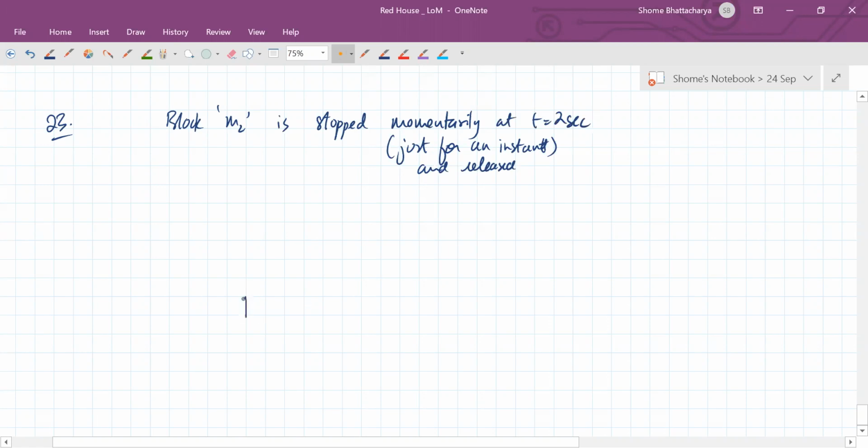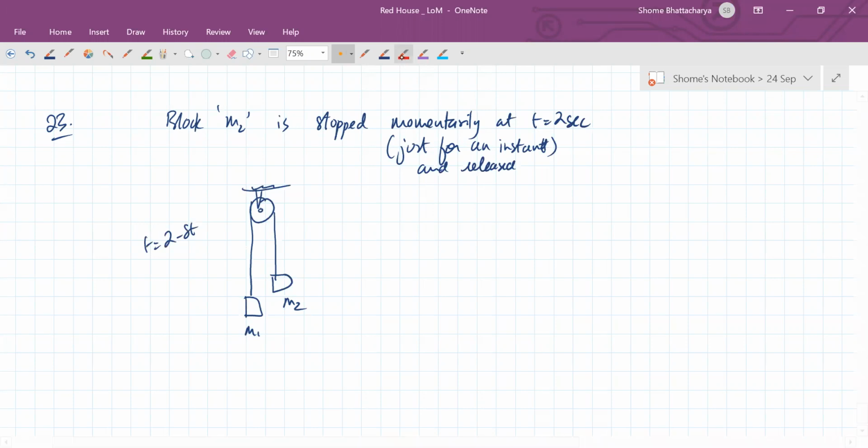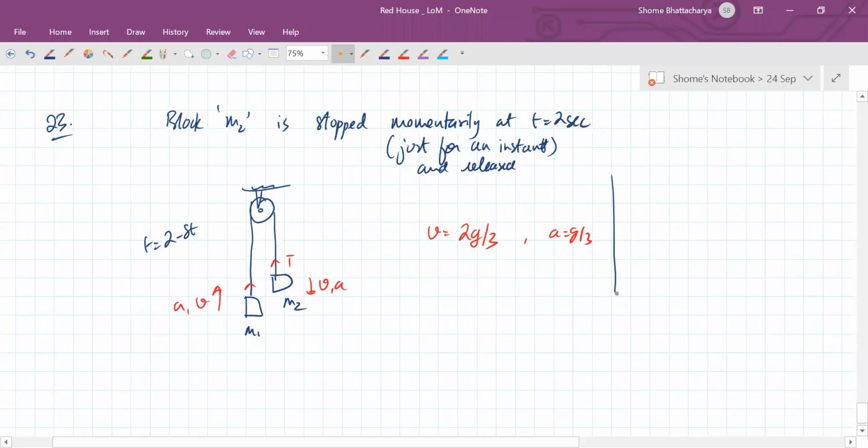So what is happening in this case is that just before t equal to 2 seconds, t equal to 2 minus some very small interval of time, this is having an upward velocity, this is having a downward velocity, the string is having tension, and this is having an upward acceleration, this is having a downward acceleration. So that velocity we had seen was 2g by 3 because that acceleration was g by 3.